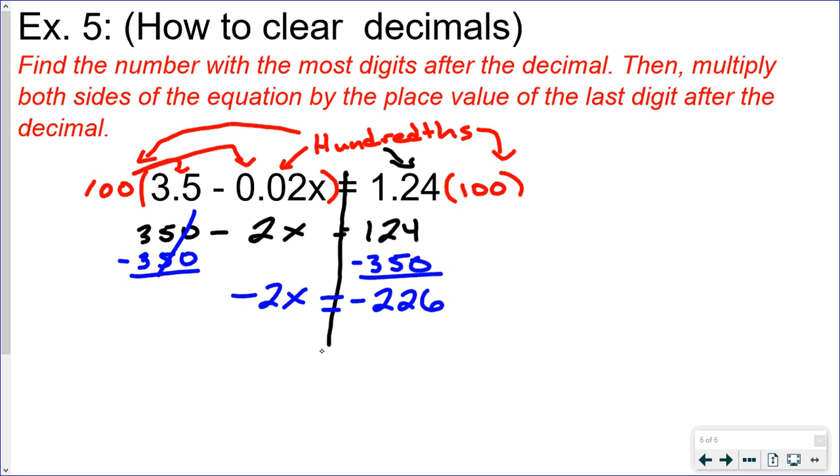Now I have negative 2 times x. So I want to divide both sides by negative 2. Negative 2 divided by negative 2 is positive 1. 1x is the same thing as x. Negative 226 divided by negative 2 is positive 113.